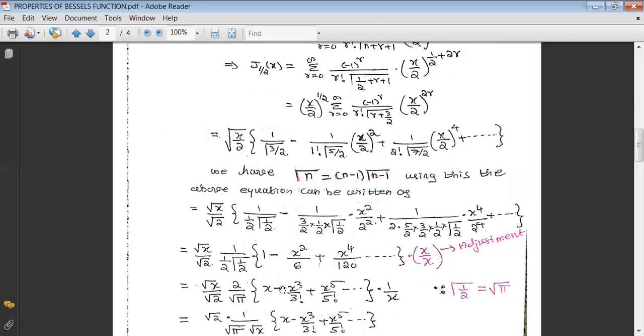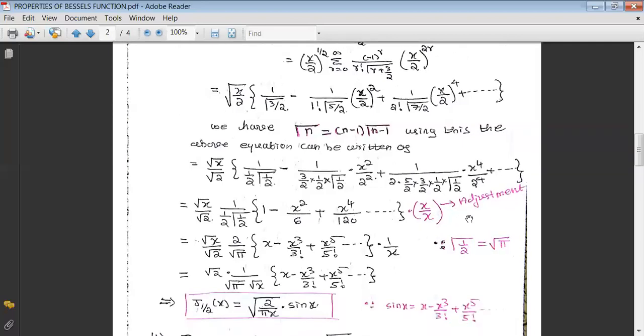Now, in order to put this in the standard format, we will multiply by x and divide by x, and this is what we call an adjustment factor. And now this is root x by root 2, and the 2 in the denominator will go to the numerator. And again, from the gamma function property, gamma half is root pi. That's why in the place of gamma half, we have written root pi.